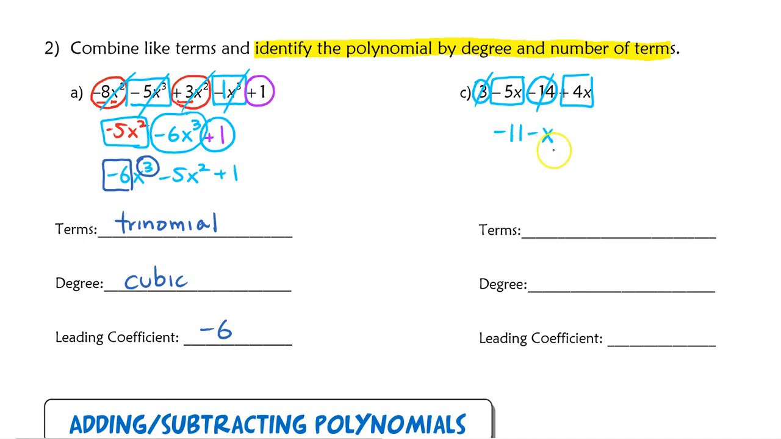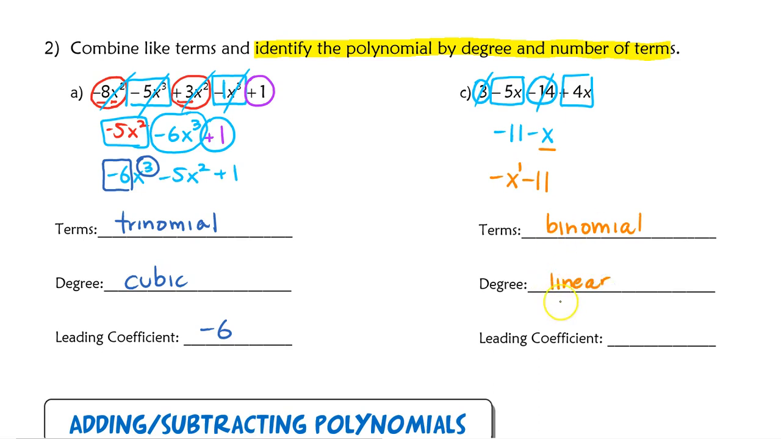And then finally I'm going to rewrite this in standard form. So obviously this negative x is going to come first and then minus 11. Alright, so if I'm going to name this by terms, since there are 2 terms, we would call that a binomial. And on this particular polynomial, the degree here is 1. It's an invisible 1 there, but we're going to call that linear then.